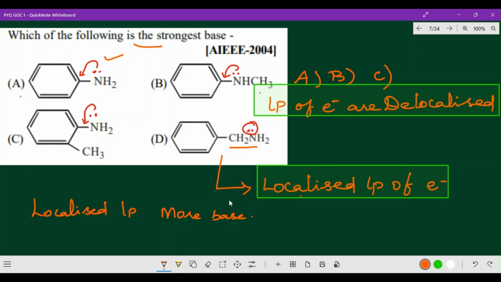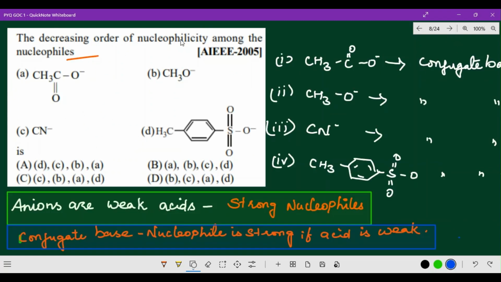So which is the correct option? This will be more basic. Why is it more basic? Because it has a localized lone pair of electrons, which is more basic. So D is the correct option. I think you got that idea. Okay, let us go for the next question.